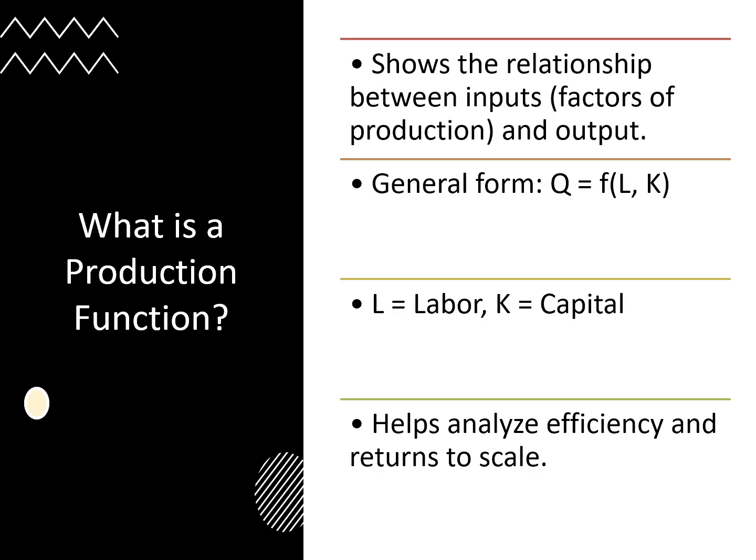All right, what is a production function? This shows a relationship between inputs, which are factors of production, and output. The general form is that Q, or quantity, is a function of labor and capital. L is for labor, K is for capital. A lot of people ask, why is K for capital? I have no idea. My economics professor did not know either, so I'm not going to worry about it, but that's what it is.